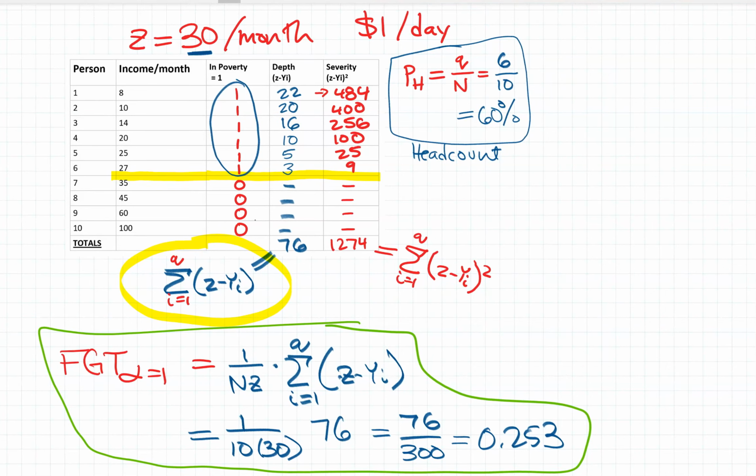If people are falling deeper into poverty, that number will get closer to 1. And if things are improving and people are closer to the line, even if the number of people in poverty doesn't change, that number will get closer to 0. Okay, so that's our idea.